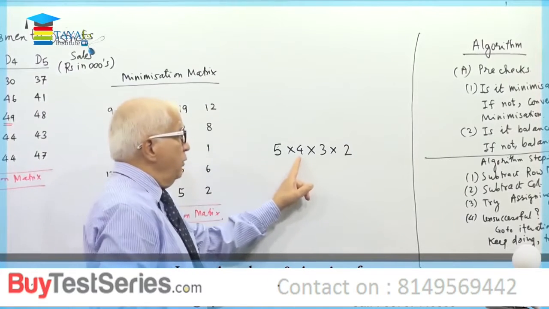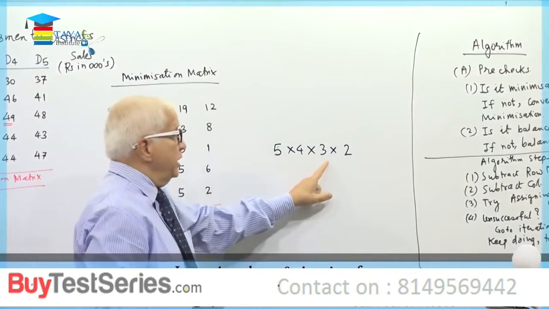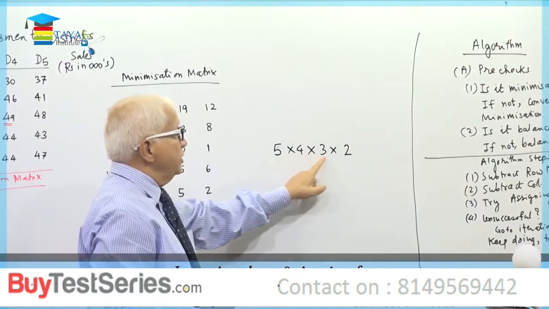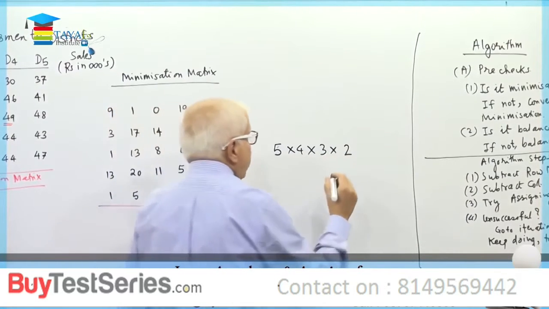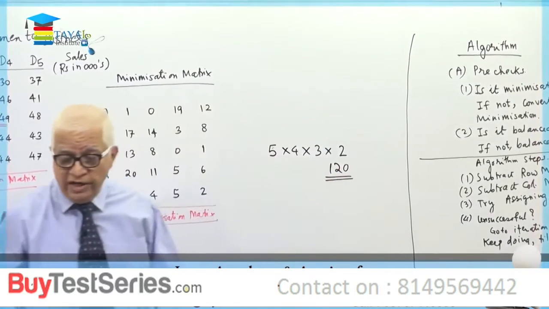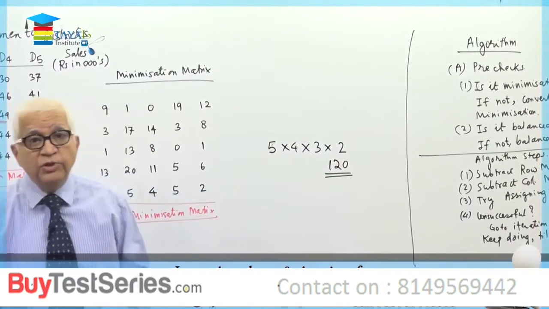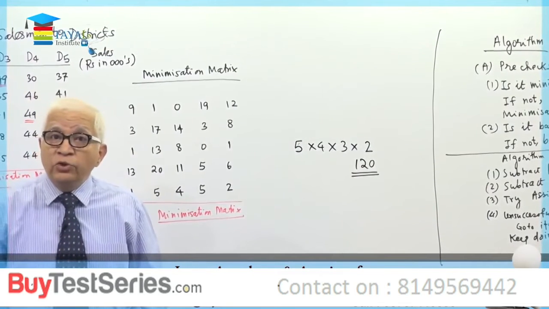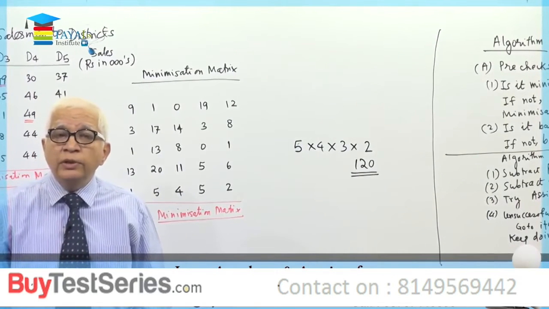5 into 4, 20, 20 into 3, 60, 60 into 2, 120. There are 120 ways of assigning 5 salesmen to 5 districts. One of them is going to give us the maximum sales. And which one is it?